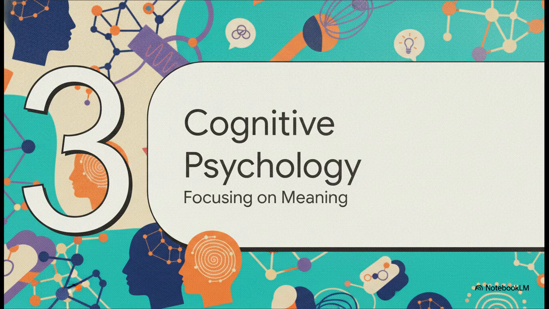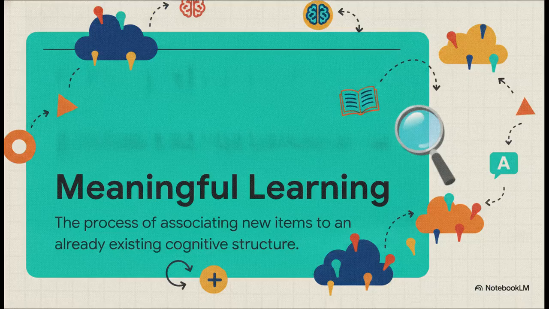We're stepping away from those purely physical drills and diving straight into the highly mental realm of cognitive psychology. Enter David Ausubel, a big name in educational cognitive psychology. He looked at learning totally differently, not as repeating a physical habit, but as a deeply meaningful mental process. Think of it like giving your students mental pegs. Every time they hit a new vocab word or grammar rule, they are actively associating it with and hanging it on a cognitive structure that's already in their brain.